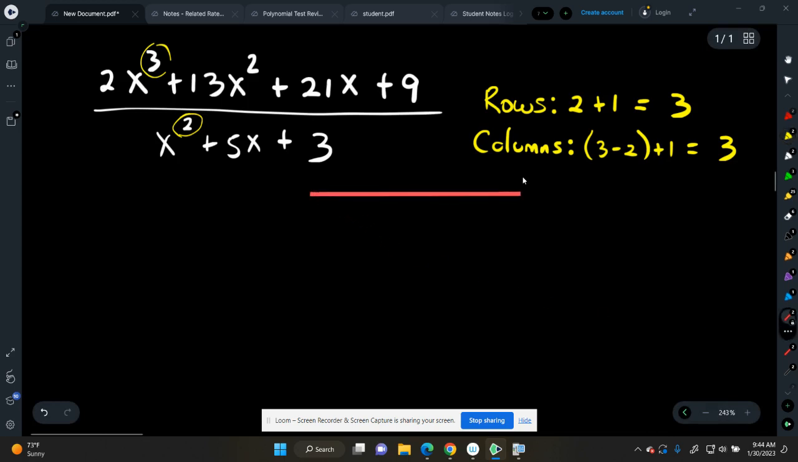No, 3 by 2. 3 by 2, thank you very much. If I can add, that would be good. 3 by 2 square. 3 rows, 2 columns.